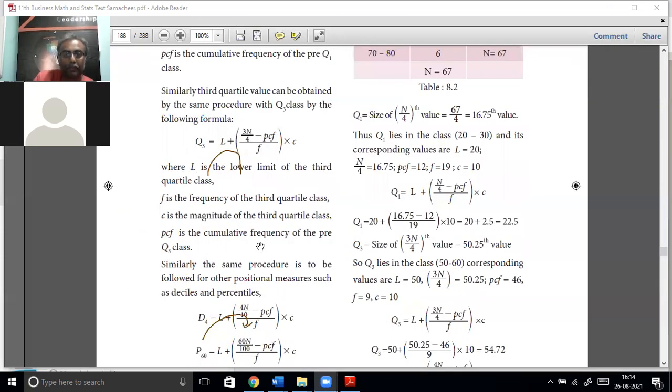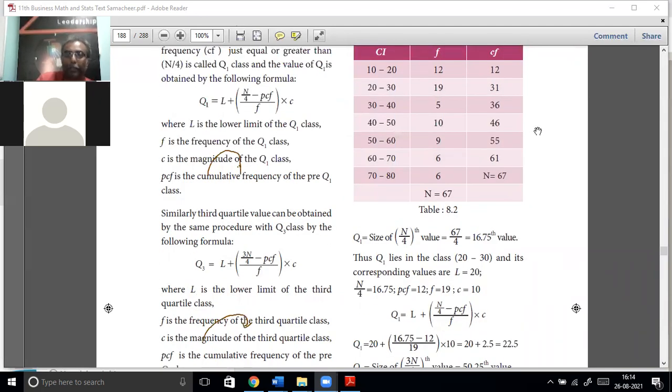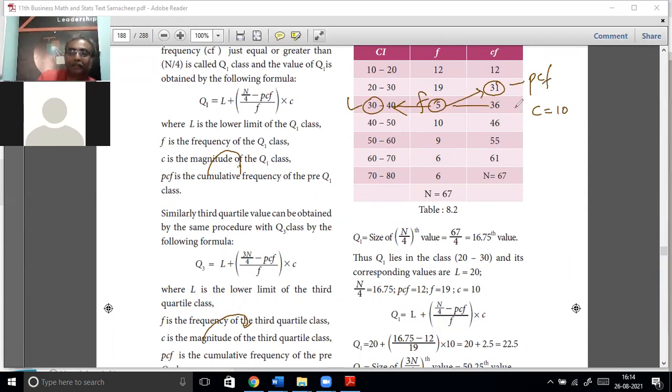PCF is the cumulative frequency of the pre-class. What is PCF? I told you already. If the data is found in this range, then this will become L, this will become F, then C will be 30 to 40. C is already 10. Then the previous cumulative frequency, PCF, is 31. You understand? C is 10, PCF you know how to find out, F is 5, then L is equal to 30, like that.